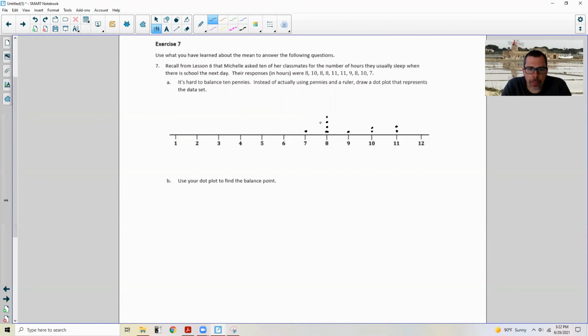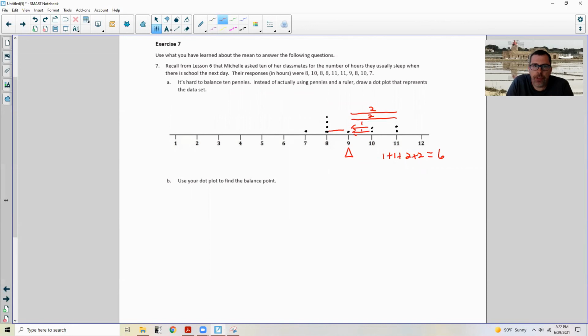B says use your dot plot to find the balance point. Okay. So what I'm going to do is I'm going to look at this. I'm going to say, well, let's see. How about putting it at 9? So 9 is already right there. So this is a distance of 1, and this is a distance of 1. And these are both distances of 2. So that's 1 plus 1 plus 2 plus 2, which equals 6.